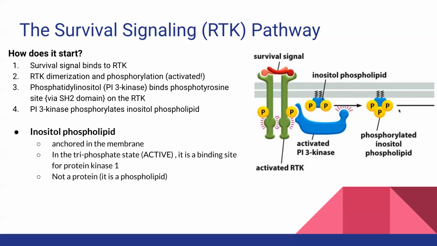And then the PI3 kinase binds to the phosphorylated tyrosines through its SH2 domain. And the SH2 domains always bind a phosphorylated tyrosine.